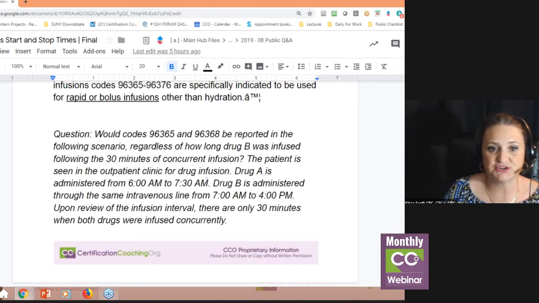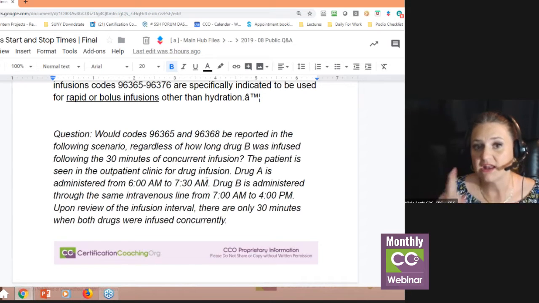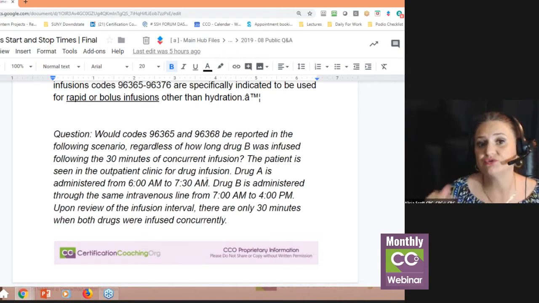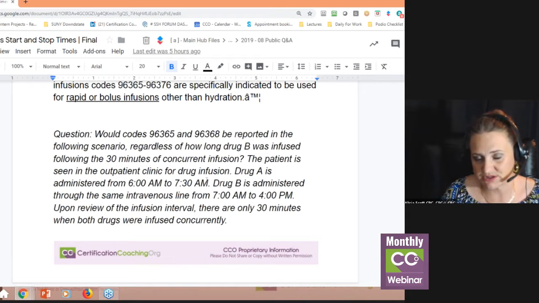Drug B is administered through the same IV, because of course they're not going to start another IV. Now, there are reasons with some medications and scenarios why they would have 2 IVs going at one time. Just know that you say, well, of course you'd only use one IV. Why would you poke the person twice?